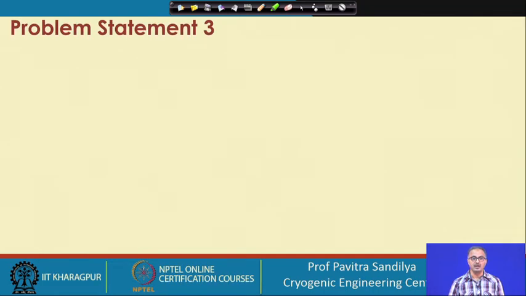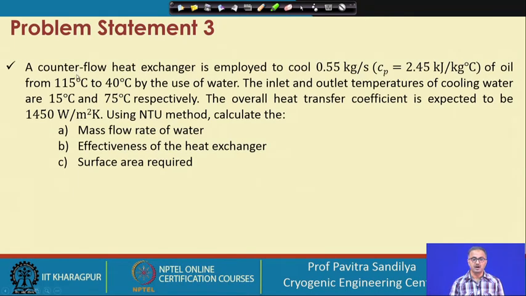Next, we come to another problem. This problem is on a counter flow heat exchanger that is employed to cool this amount of oil by use of water, and we have inlet and outlet temperature of cooling water as 15 degrees centigrade and 75 degrees centigrade respectively. The oil is to be cooled from 115 degrees centigrade to 40 degrees centigrade, and the overall heat transfer coefficient is this value. Using the NTU method, we have to find out the mass flow rate of water, effectiveness of the heat exchanger, and area required for the heat exchange.